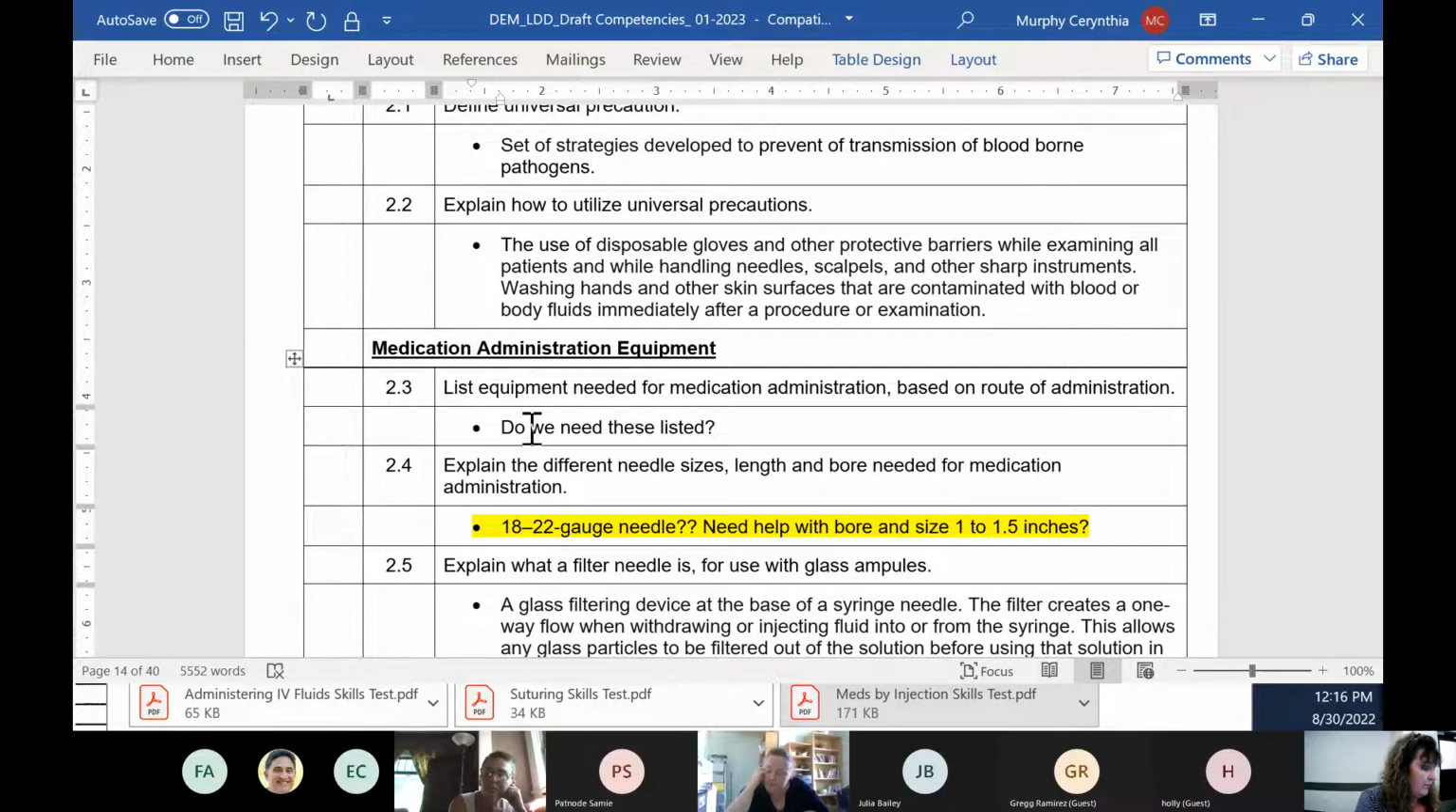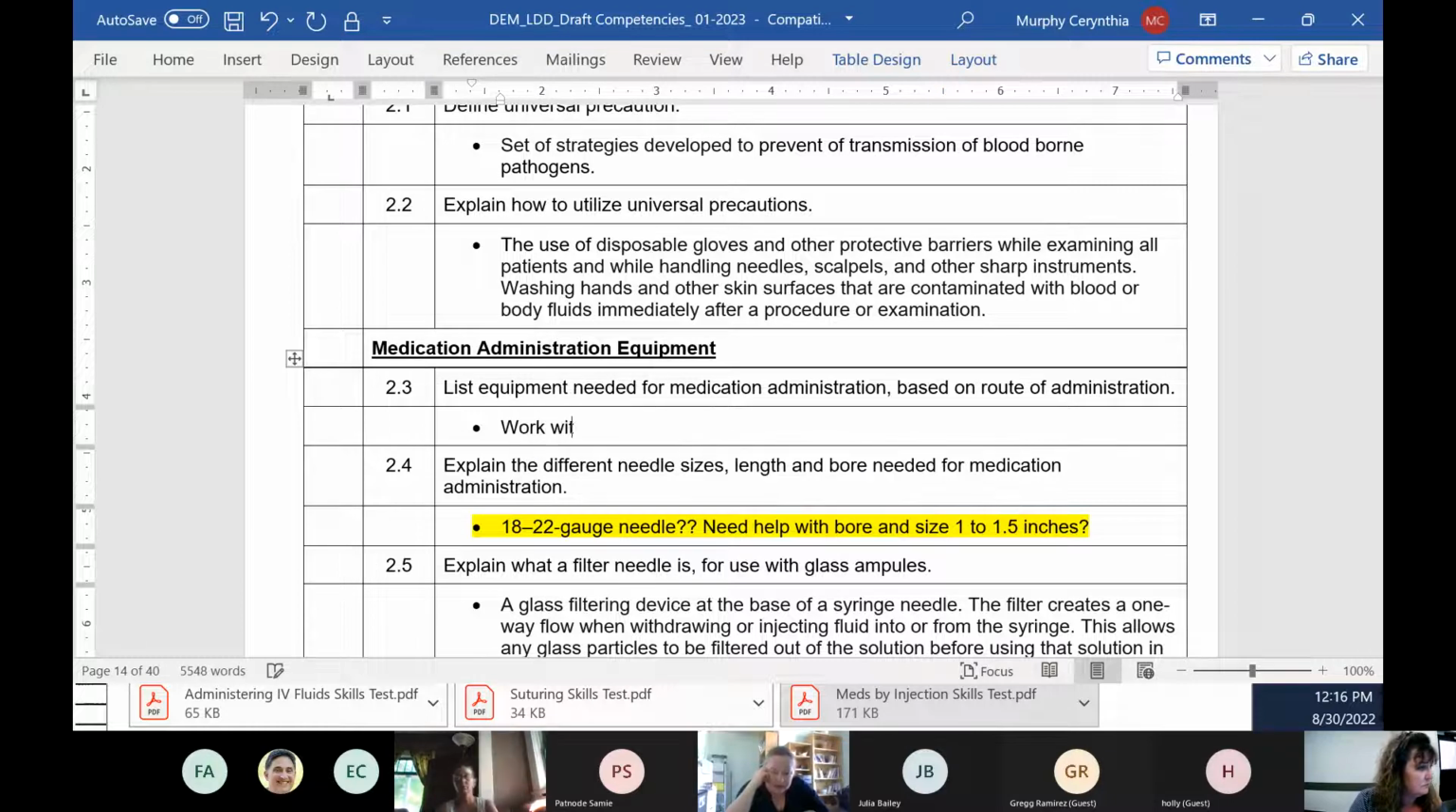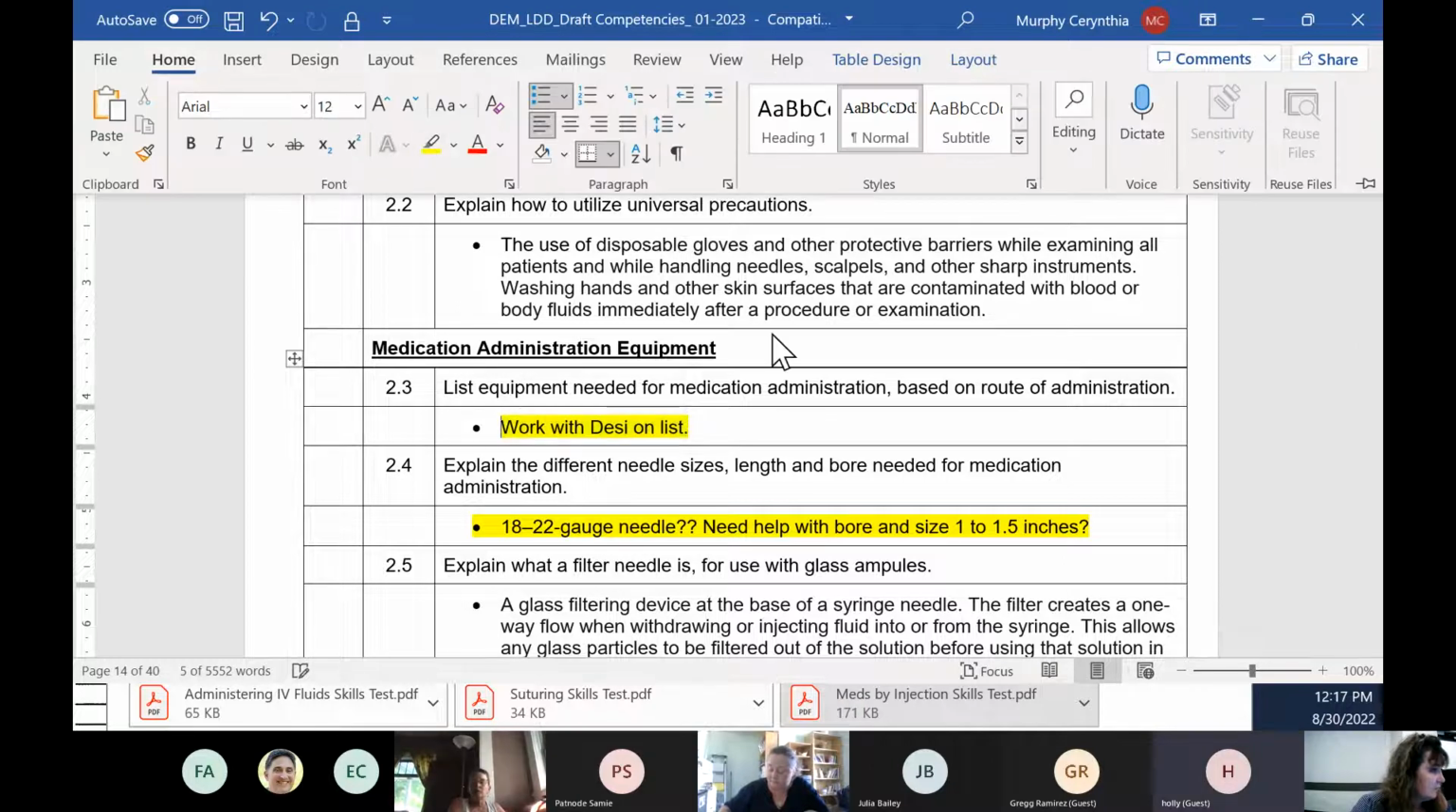Well, since I'm already working on the language for the routes of administration, I'd be happy to work on this if we want that listed. Okay. Yeah. Perfect. What do people think? Do we want it listed?